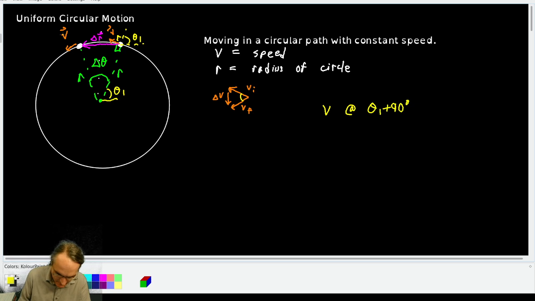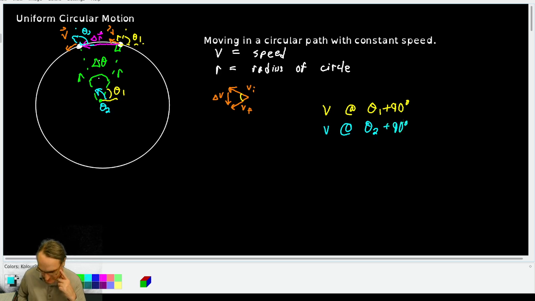If we look at the final case, we're now at this angle all the way over here. I'm going to change colors. How about blue? That'd be our theta 2. If we drag this out to the horizontal, this is also theta 2. That is 90 degrees. So this one would be v at theta 2 plus 90 degrees.